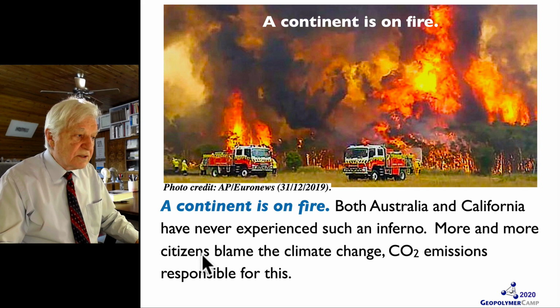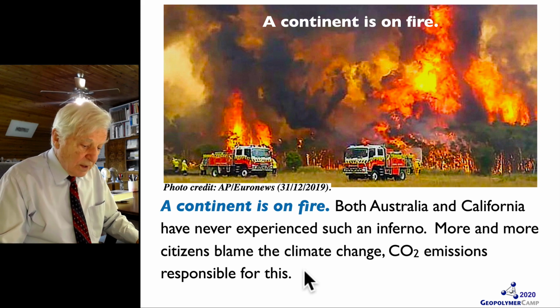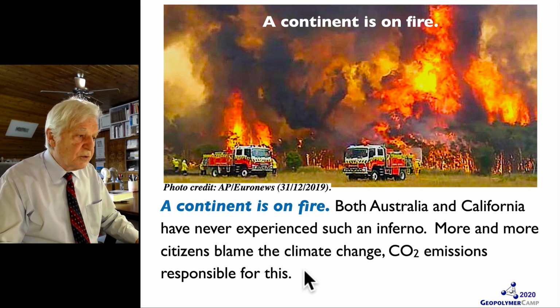More and more citizens blame the climate change, the CO2 emissions responsible for this. Because of extreme heat and dryness, there is no rain. CO2 is essentially coming from coal burning in electrical power plants, and the coal burning in electrical power plants is increasing. Before 2012, I thought that the use of coal in electricity production would decrease.